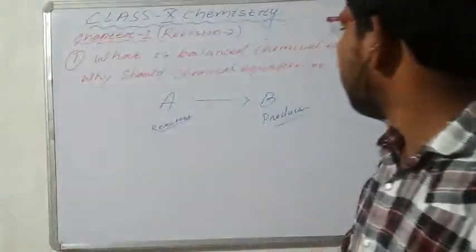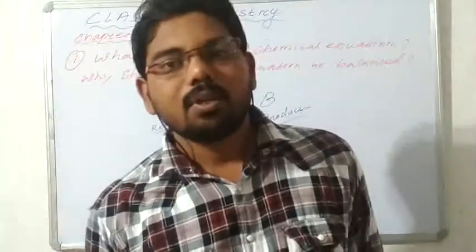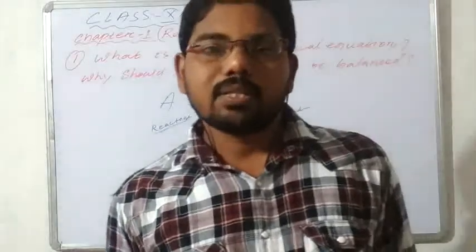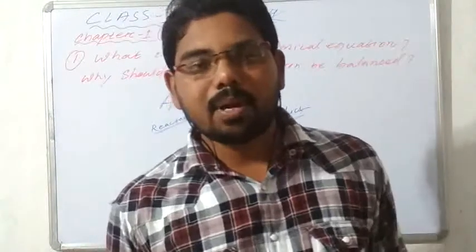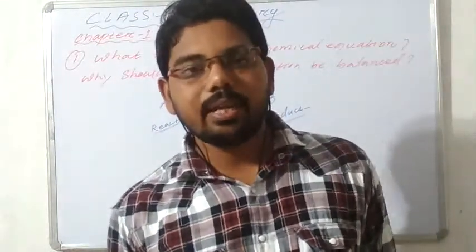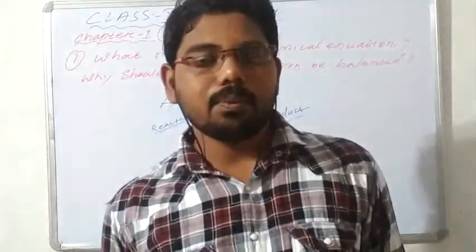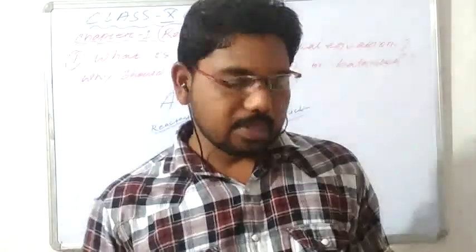Then why should a chemical equation be balanced? To satisfy the law of conservation of mass. Because the law of conservation of mass states that mass can neither be created nor destroyed during a chemical reaction. To satisfy this law, we have to balance these equations.